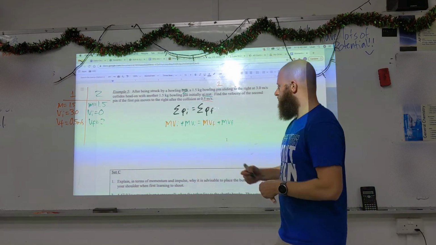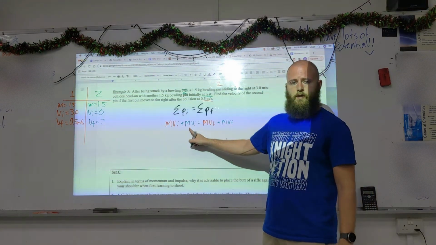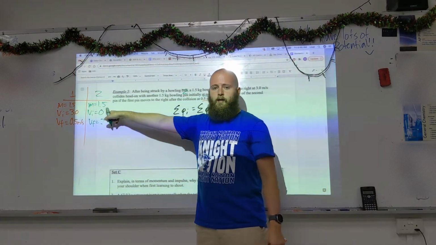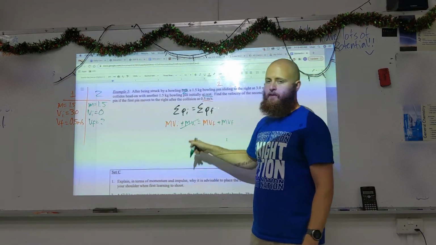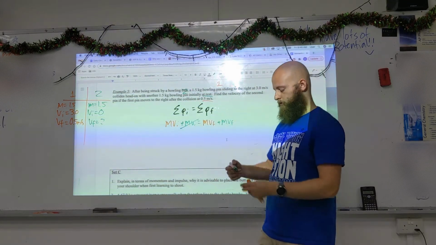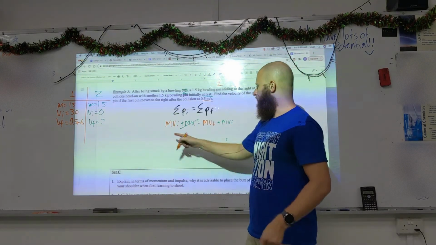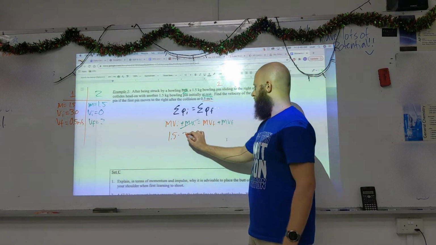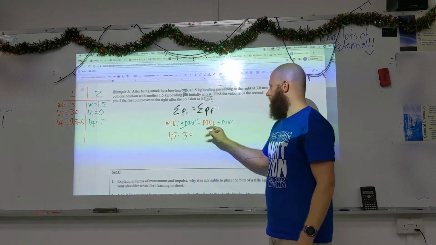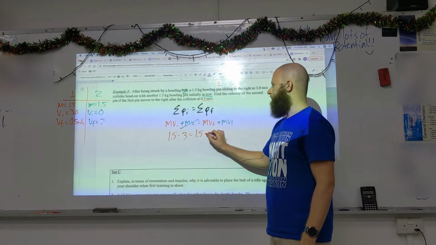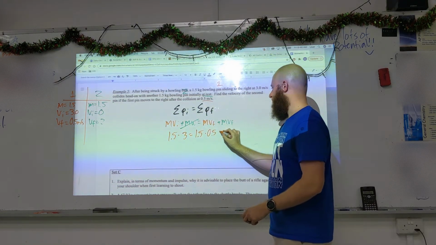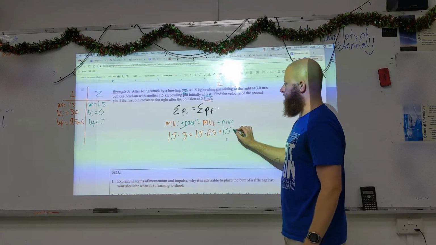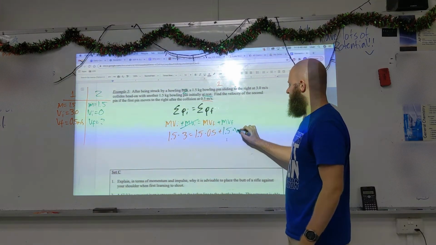Now, what is the initial velocity of the second pin? Yeah, it's 0. So this has no momentum initially. I can just throw it away. I don't need to worry about it. So let's go ahead and plug in. I have 1.5 times 3 equals 1.5 times 0.5 plus 1.5 times Vf.